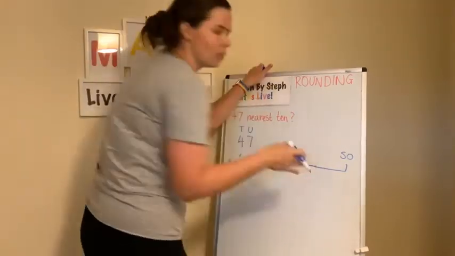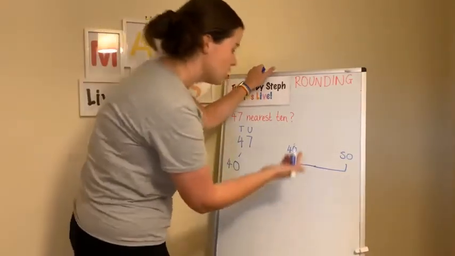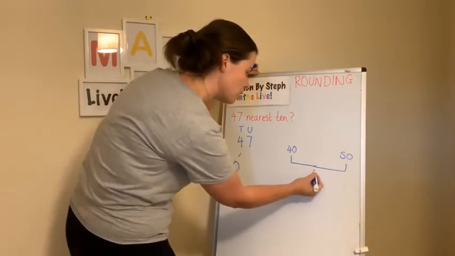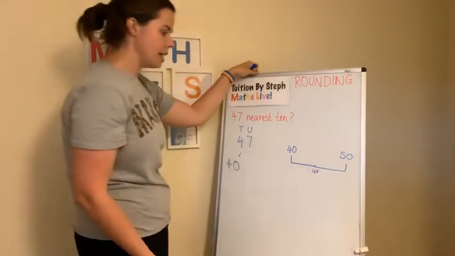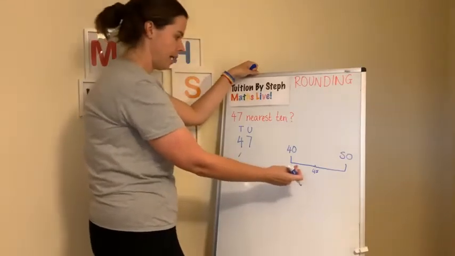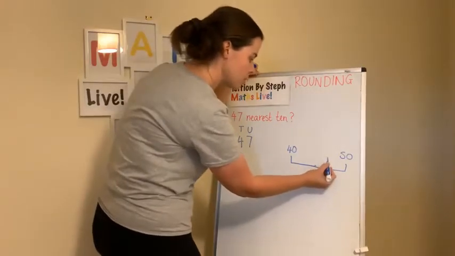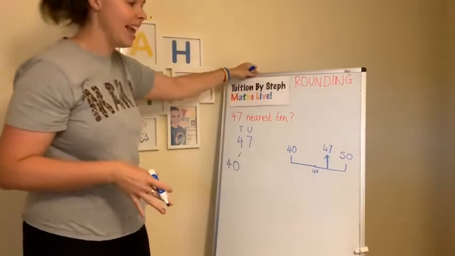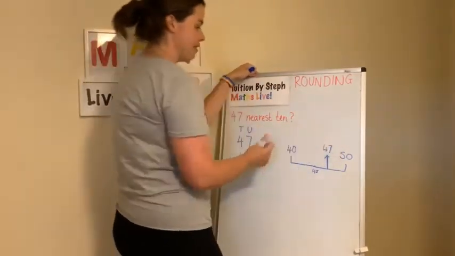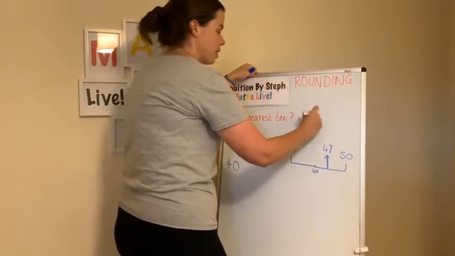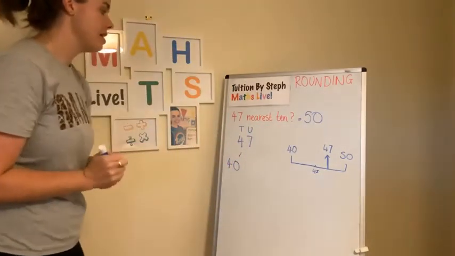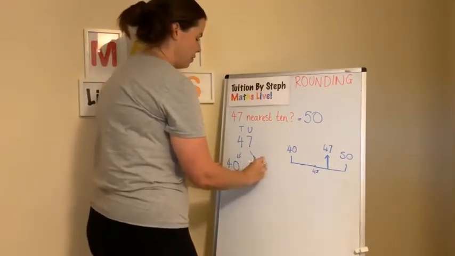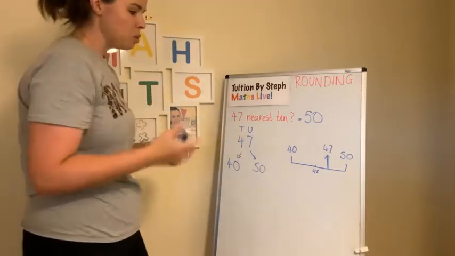Now, 47, I'm going to be more accurate than what it shows there. Can you see similar to what I did before? 40 and 45 is there, so that's halfway, okay? Now 46, 47 is about there. So you can visually see that 47 is nearer to 50. So 47 to the nearest 10 would be 50. Is it nearer to 40 or is it nearer to 50? So that's what we're talking about.